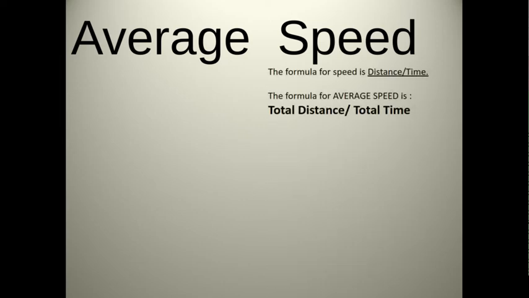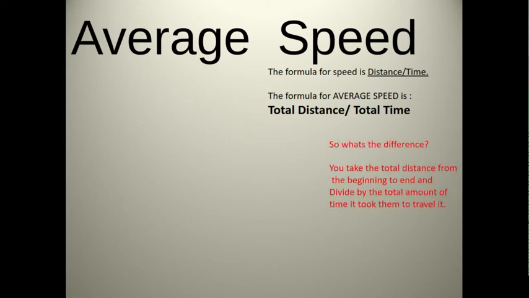So what is average speed? We just said the formula for speed is distance divided by time. So the formula for average speed is still distance divided by time, but it's going to be the total distance divided by the total time.